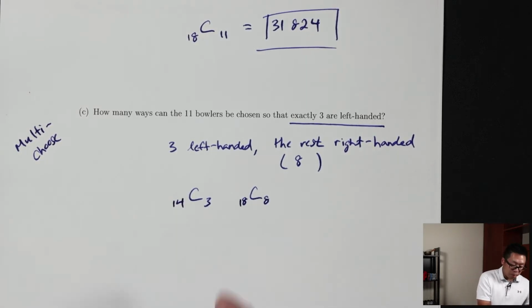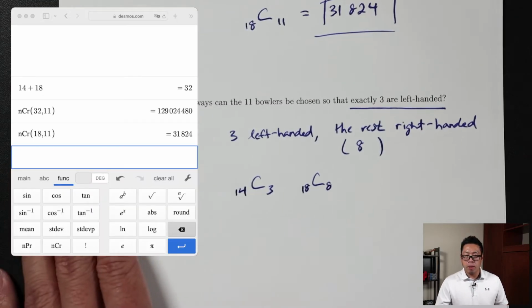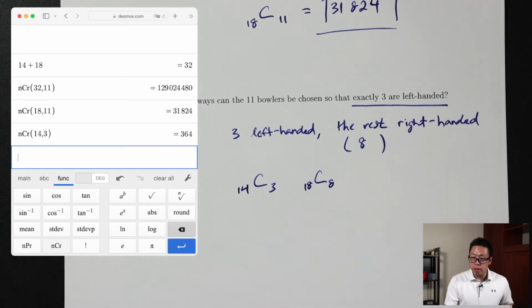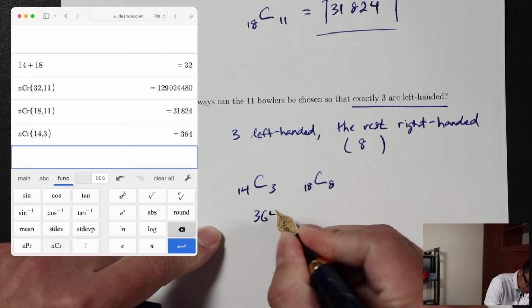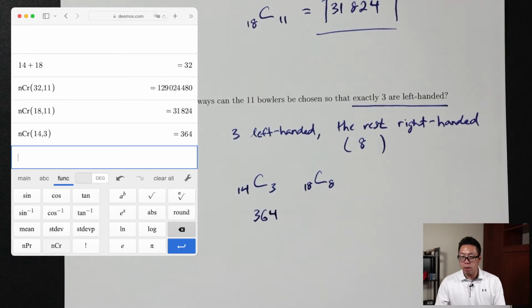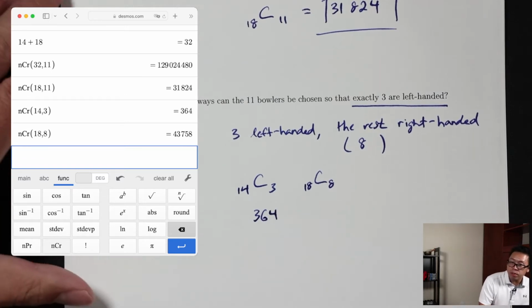So on my calculator, I'm going to do each of these separately. Okay, NCR, 14 comma 3, that's 364. And then 18 choose 8. NCR again, 18 choose 8. 43,758.